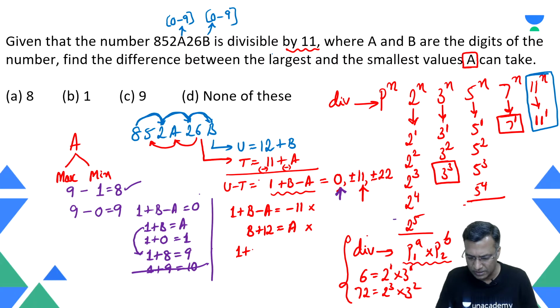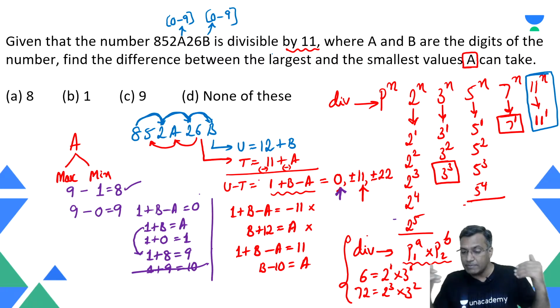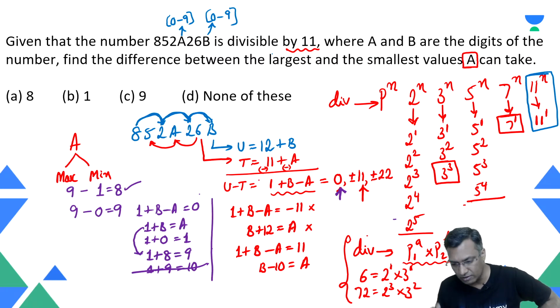What if I take it as plus 11? a plus b minus a is also equal to plus 11. Fair enough. Pull a on the other side. Now let me write that b minus 10 will be equal to a in that case. Good. b minus 10 is equal to a. So what is the meaning of this particular one?